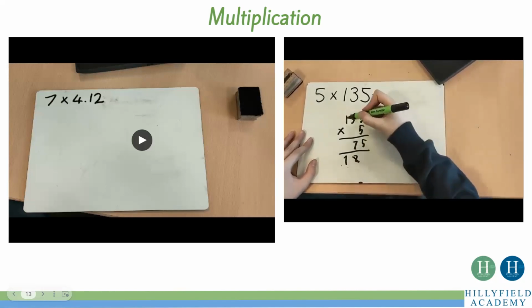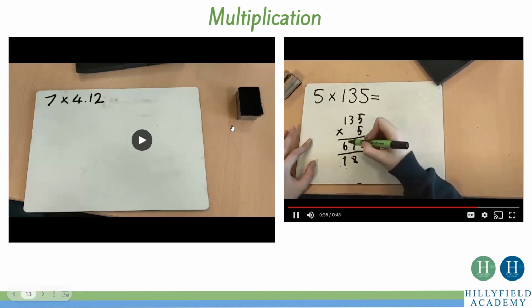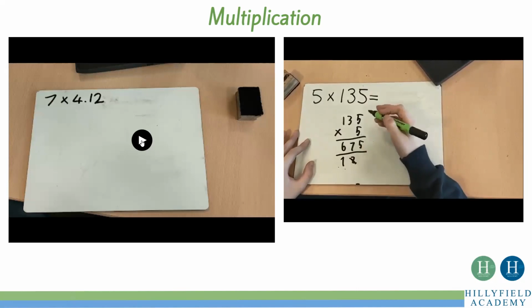Then we cross that out. 5 times 1 is 5. 5 plus the 1 is 6. So the answer is 675.